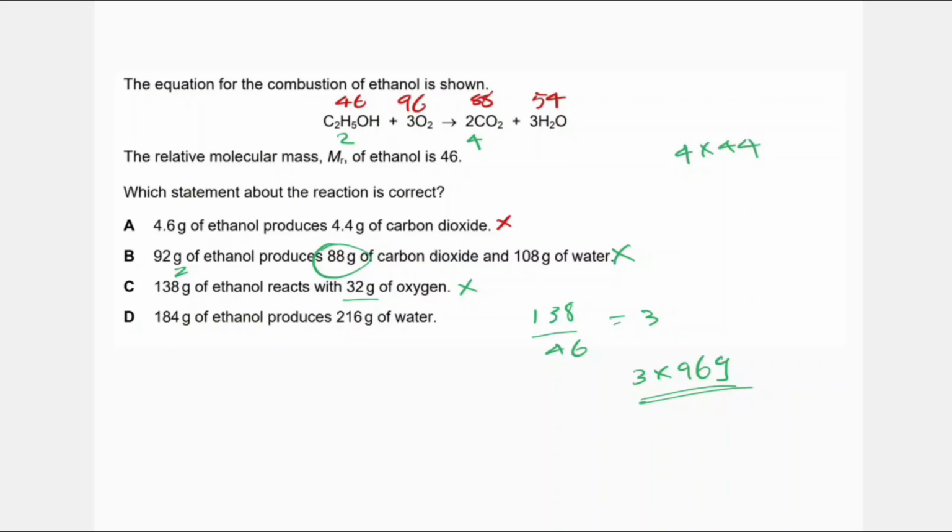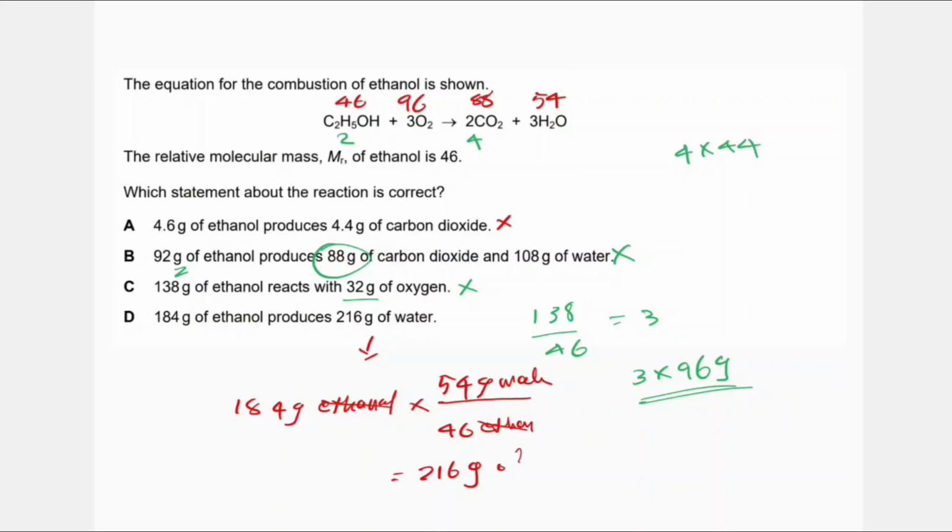184 grams of ethanol produces 216 grams of water. All right, so for 184 grams of ethanol, from the equation we know that for every 46 grams of ethanol, 54 grams of water is produced. So that's 184 times 54 over 46, which is equal to 216 grams of water. Now that's the answer.